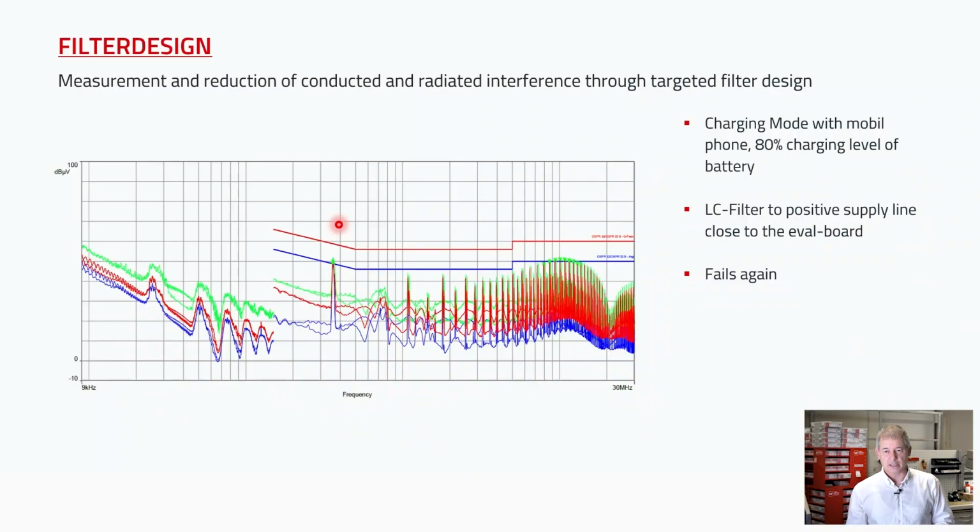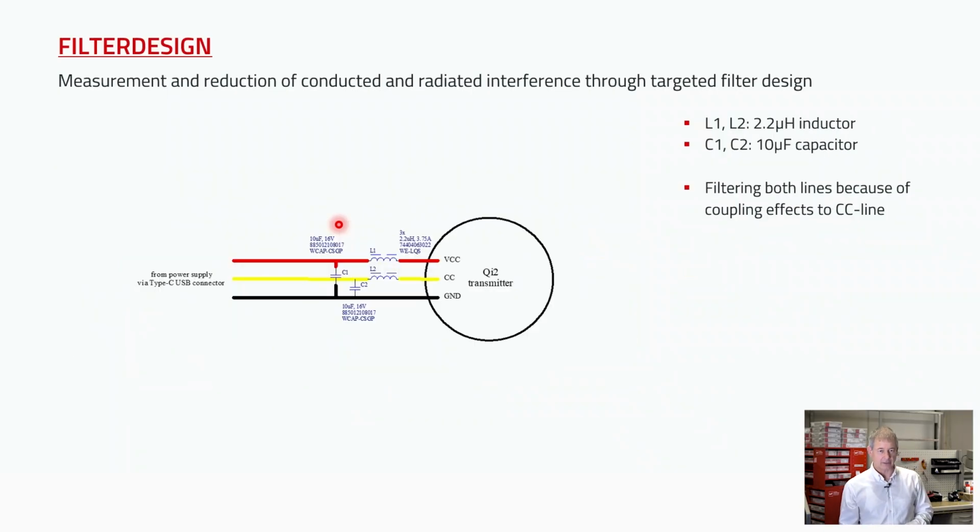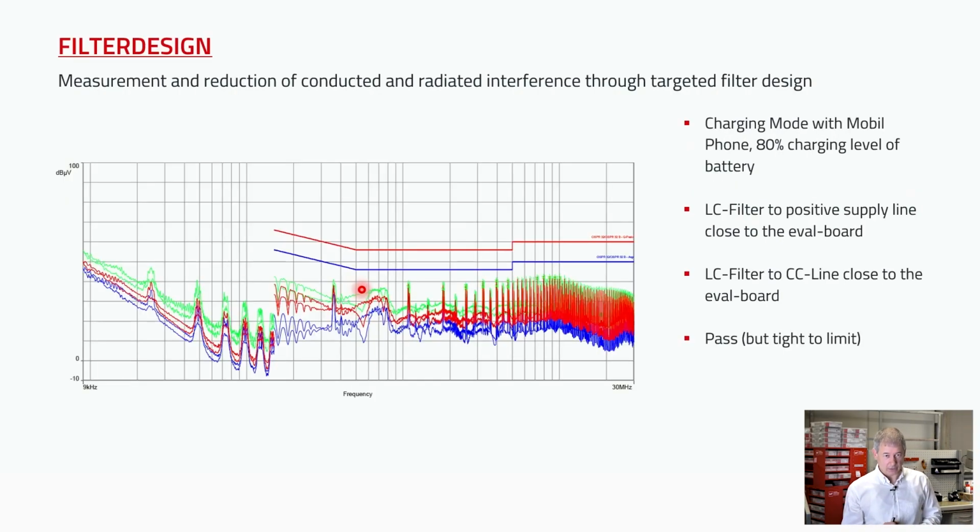I add the same LC filter on the CC line, like you can see here, a second one based on the ground. And hopefully now we have a success. Have a look at the measurement. Yes, we get better performance. We have here a gap and also the harmonics are a little bit lower than before. That's a good way, but it's not perfect.